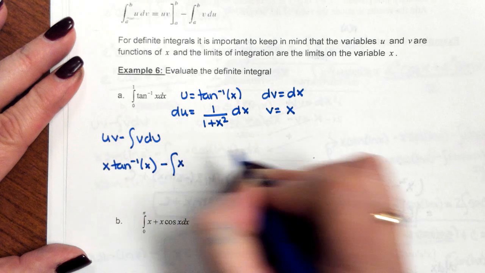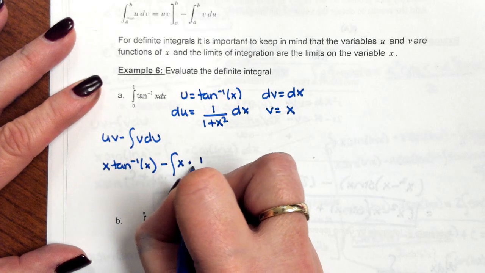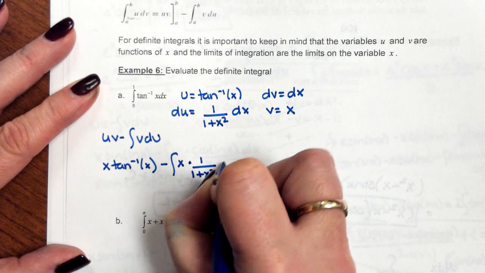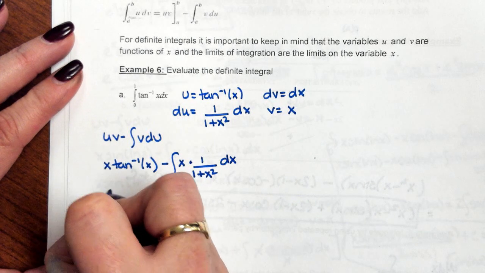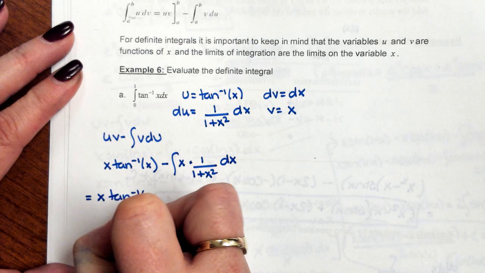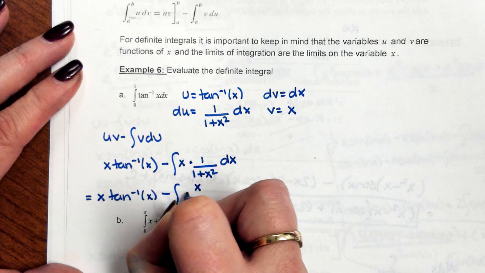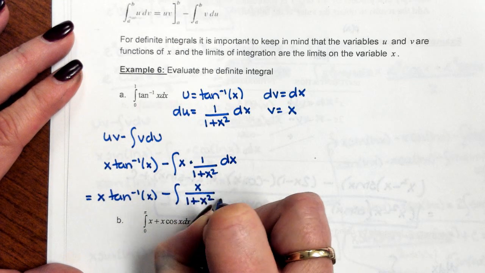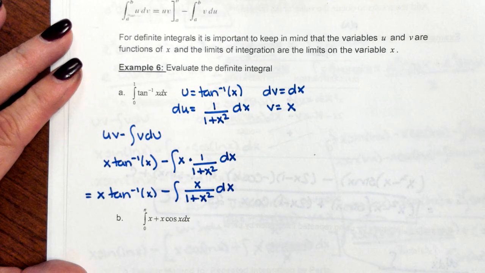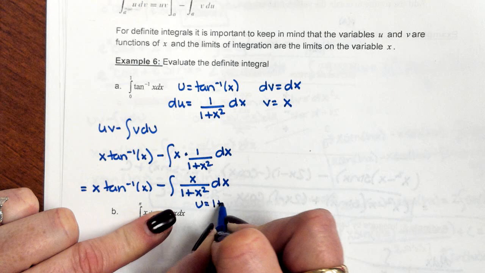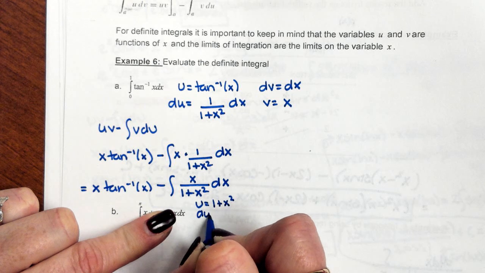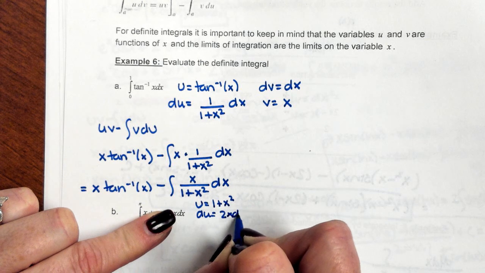v, which is x, times my du, which is 1 over 1 plus x squared dx. So I have x times the inverse tangent of x minus the integral of x over 1 plus x squared dx. So I'm going to have to do a u-sub to integrate this. So u is going to be equal to 1 plus x squared. My du is going to be 2x dx.